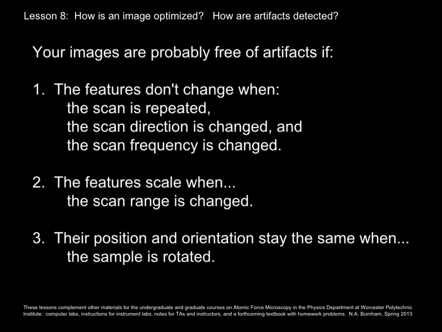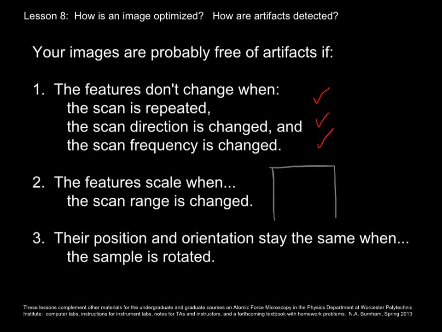Now let's say you're getting some decent images, but you want to maintain your healthily skeptical attitude about artifacts. Your images are probably free of artifacts if, when you repeat the scan, the features don't change. When you change the direction of the scan, your features don't change. And when you change the frequency of the scan, your features don't change. As you just learned, you might have to change the feedback gain when you change the scan frequency. You should also make sure that your features scale appropriately.